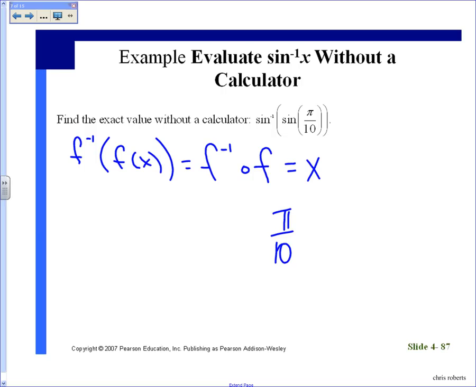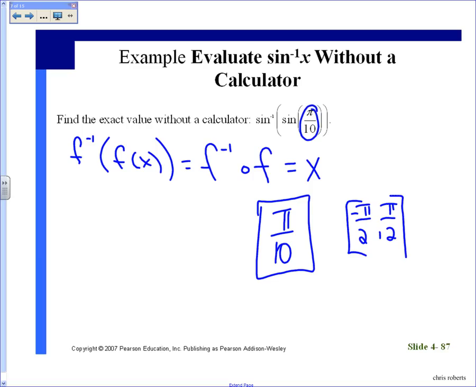What this question is saying is there's an angle, pi over 10. What is the sine of that angle? We can call that x. And then what is the inverse sine of that x? Well, it's going to take us right back to our pi over 10, which is where we started from. We do want to make sure that our answer of pi over 10 falls within the acceptable range of answers from negative pi over 2 to pi over 2, and pi over 10 satisfies that, so pi over 10 is our answer.